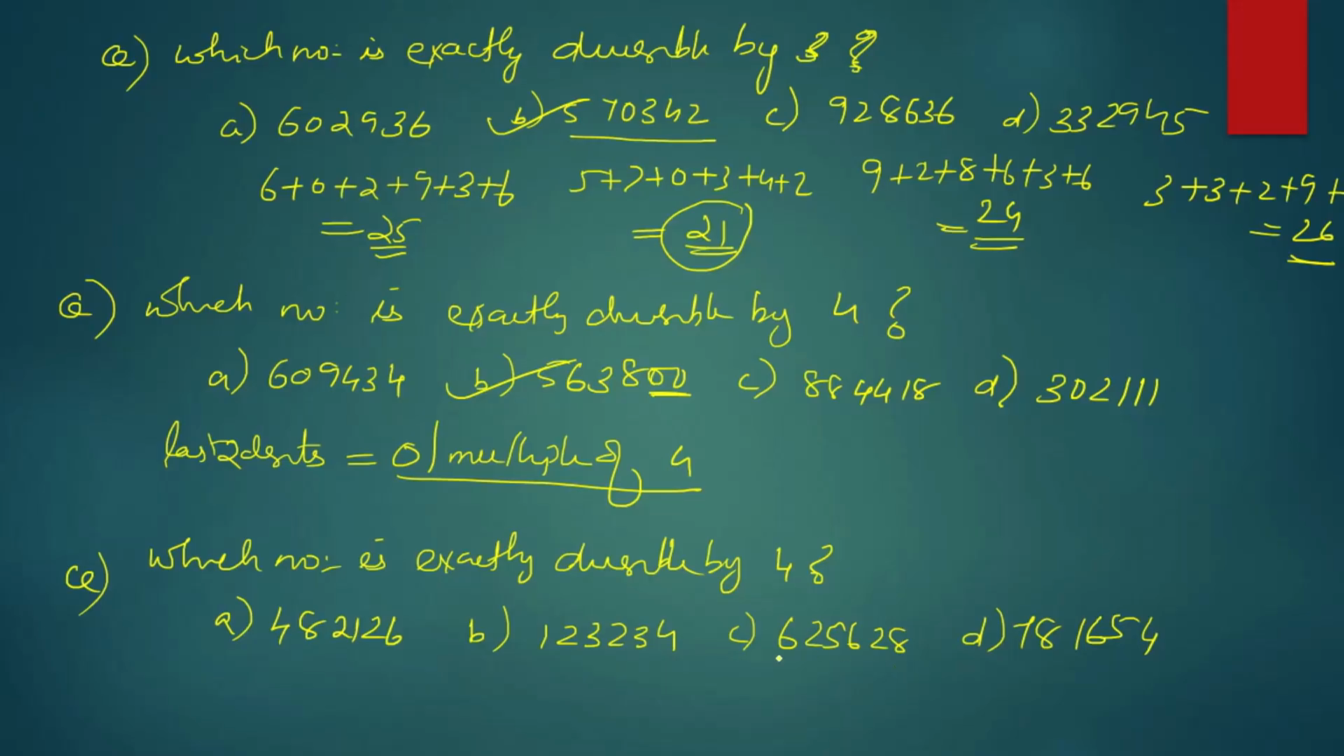Here you have to check the last two digits in the case of divisibility of 4: 26, 34, 28, 54. The last two digits 28 are a multiple of 4. 28 divided by 4 you will get 7. So this is the answer. Once you get the answer, you don't need to go for other options. You can directly go to the answer.